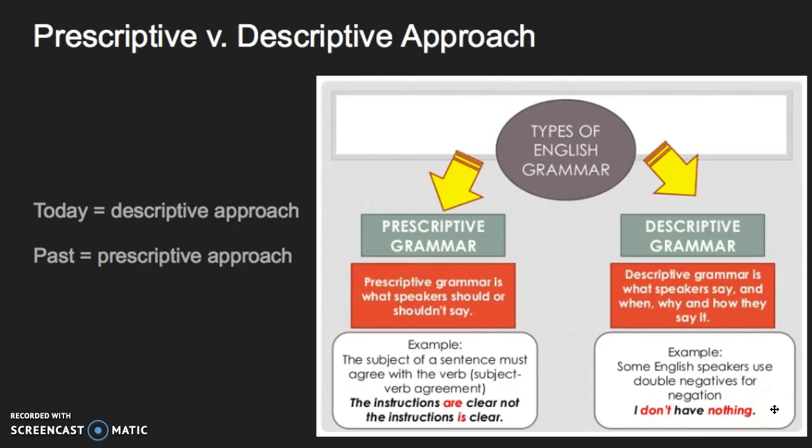For example, some English speakers in certain regions will say, I don't have nothing. And they use this double negative, which back in the day when prescriptive grammar was upheld, that would be incorrect, right? And they would try to correct any English speaker who formed their sentence with a double negative like that. But today we find it more interesting. We want to understand why and capture the different dialects and how people approach grammar in different places.